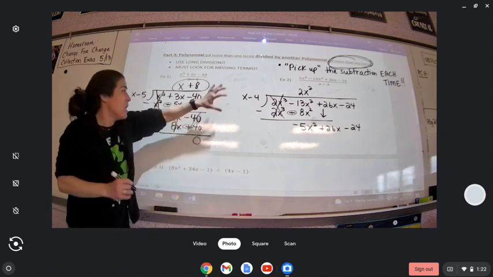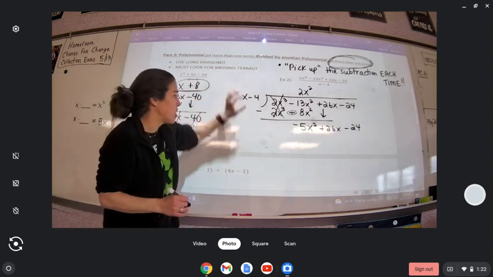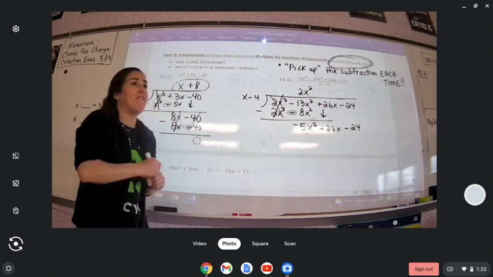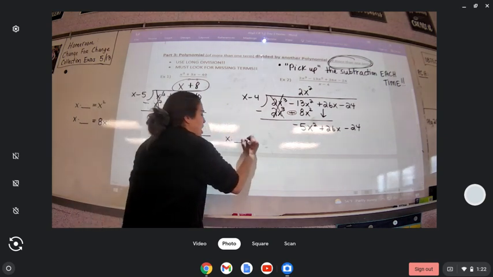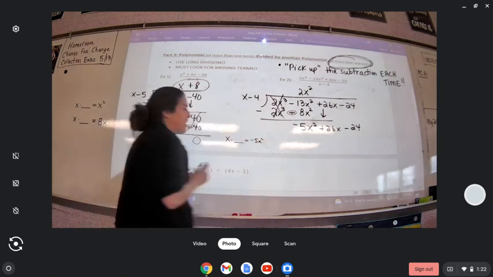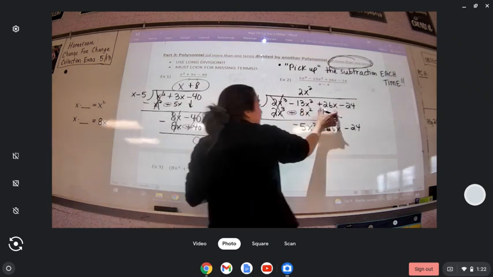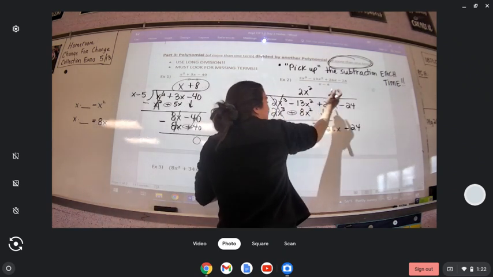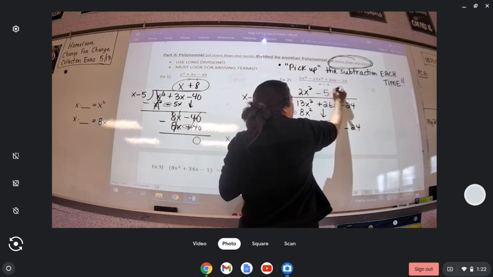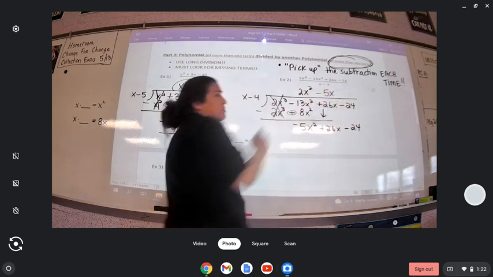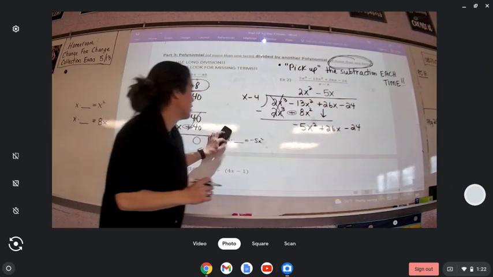So now we're starting over. How many times can x go into negative 5x squared? So guys, x times what gets you negative 5x squared? Negative 5x. So again, it looks like x's should be next. So now you need a negative 5x. So above your x's, put your negative 5x.